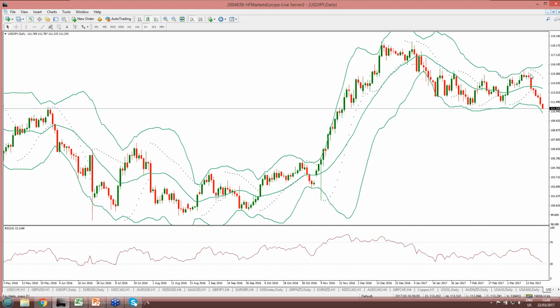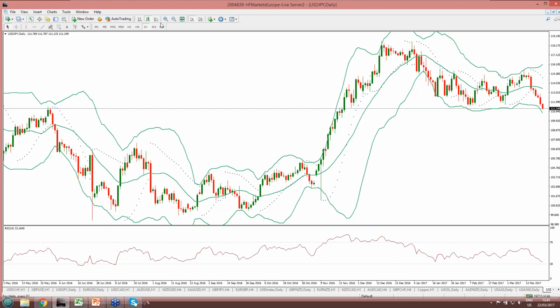But again, the problem with the parabolic SARs, as we've had this sideways movement here, they're whipping around. But the theory behind parabolic SARs is that they can sort of change direction quite quickly. So here we've had an uptrend on the parabolic SAR. That's in agreement with the fact we've broken over the.